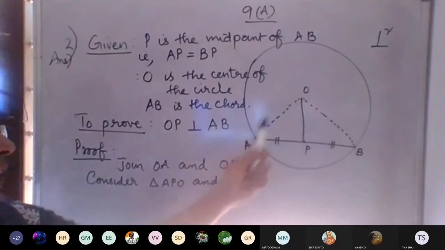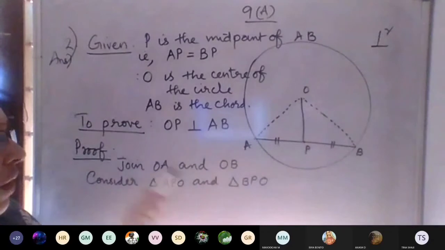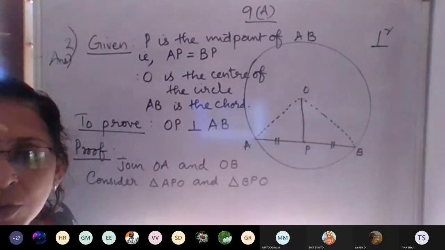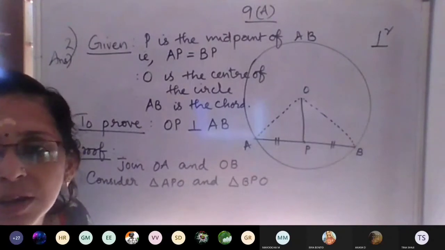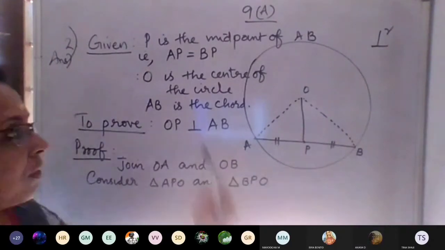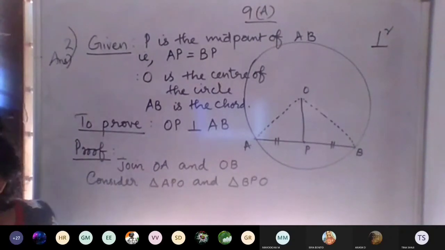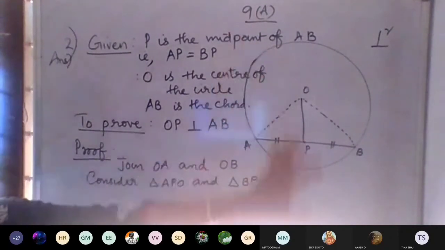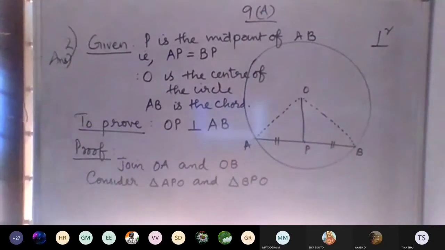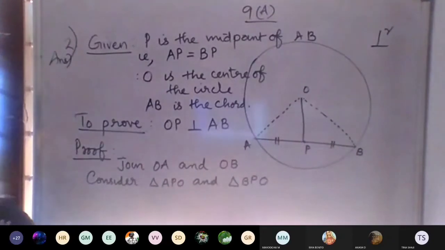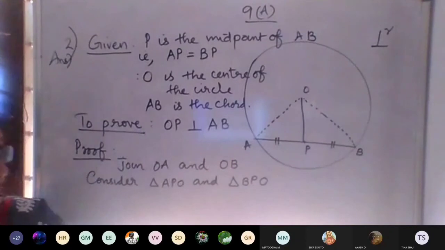That means if we join OA and OB, we get 2 triangles APO and BPO. Up to this, okay? Then now we can start doing the problem. Up to this, you write. Any doubt up to this? Please tell me. We got 2 triangles, and with these 2 triangles, we will do the remaining part.